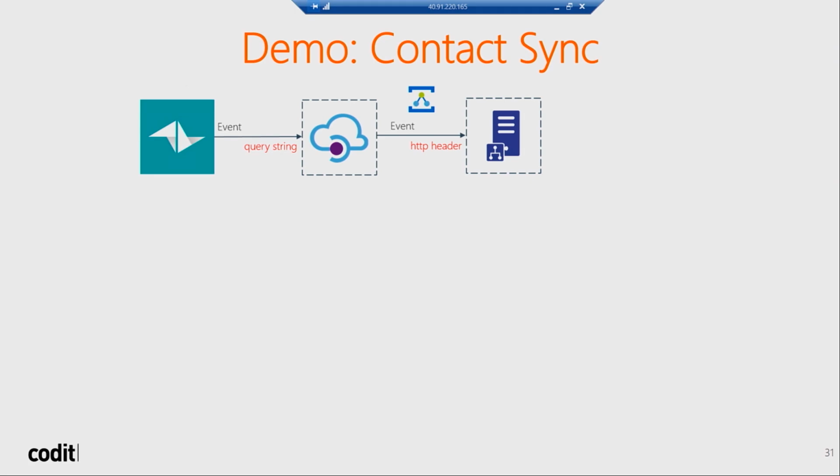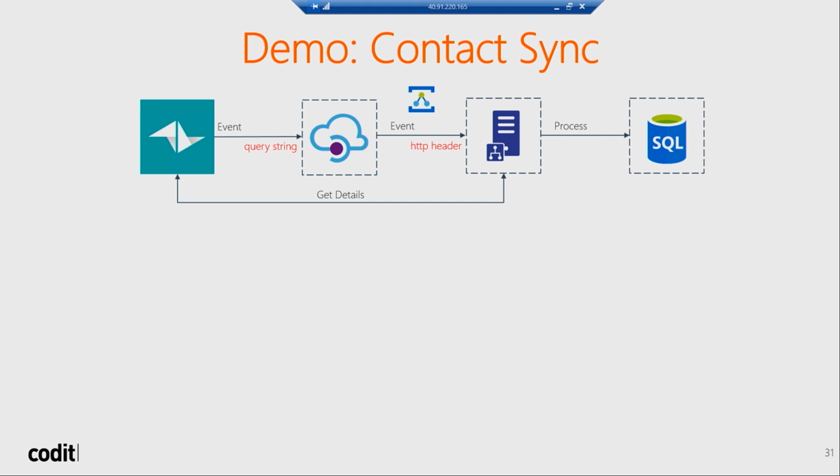BizTalk will receive the events, and then it will consume Team Leader to get the details of the contact, because Team Leader only sends the contact ID. So we do a get contact details. Then asynchronously, the message is pushed into a database with a stored procedure. And that procedure has some logic to ignore old events, so there's some little state in it to make sure that old events don't override new ones.